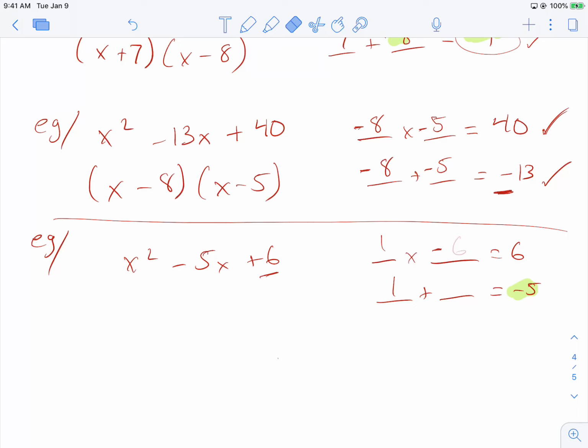Well, there is one more set of numbers that multiply to give us 6. That set is 2 times 3. 2 times 3 gives us 6. Perfect. And 2 plus 3 gives us positive 5. We need this to be negative 5. If we put a negative sign in front, negative 2 plus negative 3 is going to give us negative 5. That checks out. And negative 2 times negative 3 is going to give us positive 6, since two negatives multiplied together give us a positive. So now we have x minus 2 and x minus 3.